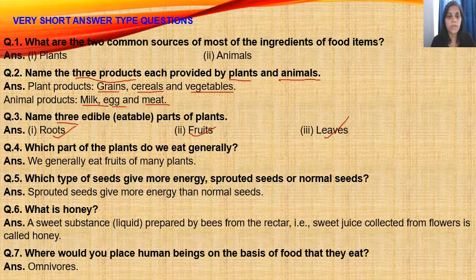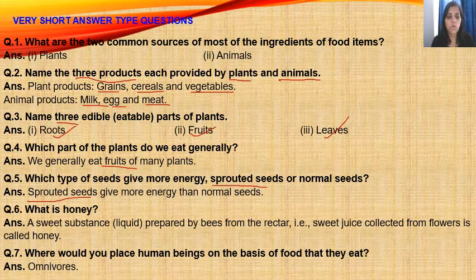Question number 4. Which part of the plants do we eat generally? If I talk about in general, generally we eat fruits of the many plants. Question number 5. Which type of seeds give more energy? Sprouted seeds or normal seeds? When I was teaching, I said that sprouted seeds have more nutritional value in comparison to the normal seeds. So our correct answer is sprouted seeds.